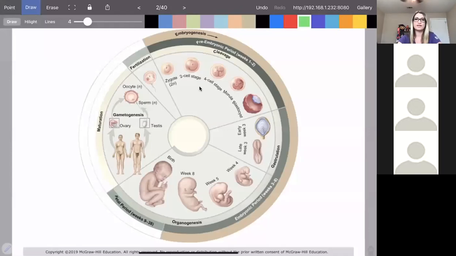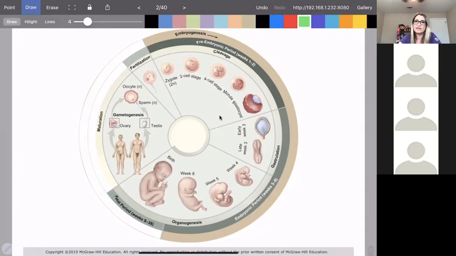Okay, so in chapter 29, we're going to be talking about development, so basically the events that happen after sperm and egg fuse. And then we'll also be talking about pregnancy and the effect of pregnancy on the mother, as well as some postnatal changes that happen in the baby after the baby is born. So first we're going to look at the prenatal period, and this is the period that happens before birth.